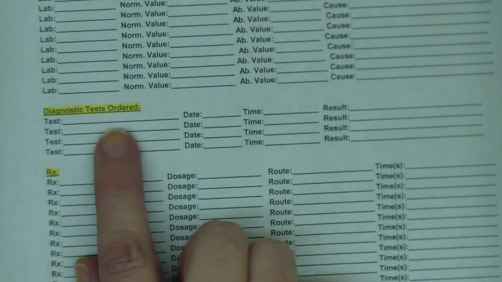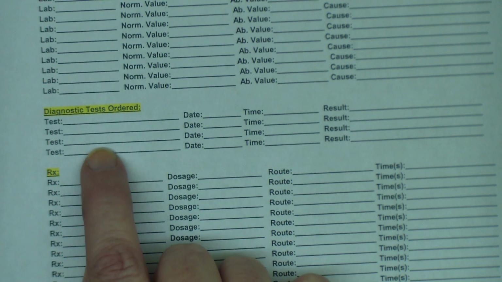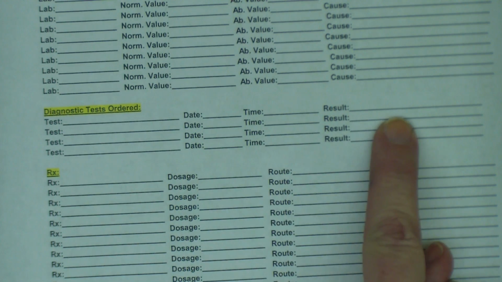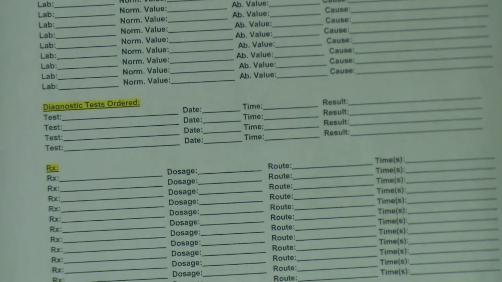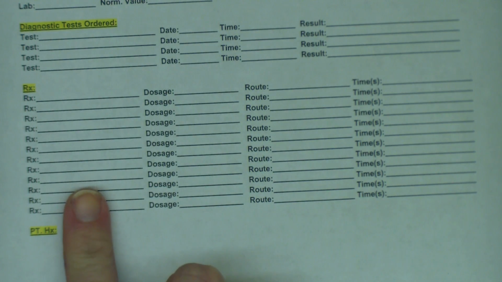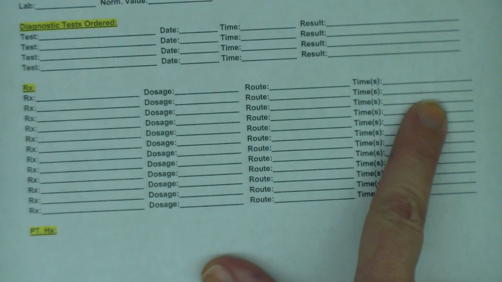Diagnostic testing ordered, like do they have a CAT scan, a chest x-ray, an ultrasound, what? So I put the test, the date, the time, and the result once it's read. And then I have a place for their meds: the medication, the dosage, the route, the time.